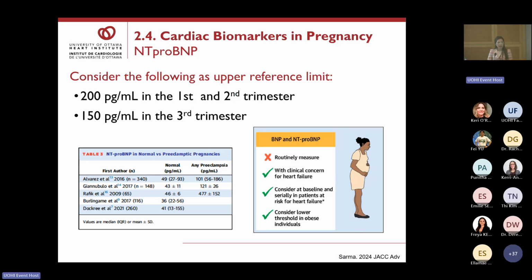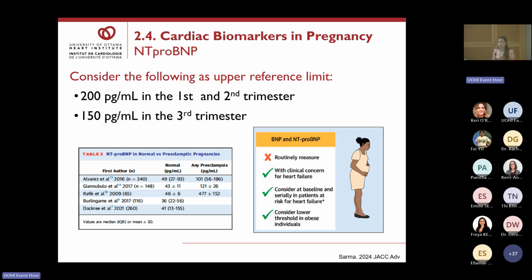When we look at what is normal in pregnancy, in the bottom left, you see that probably in the range of 40s have been described in observational studies. There's an expert consensus, though, that the upper limit of normal in pregnancy is slightly trimester dependent, with a higher threshold of 200 allowed in first and second trimester and 150 in the third trimester. And I'll explain why in a moment.